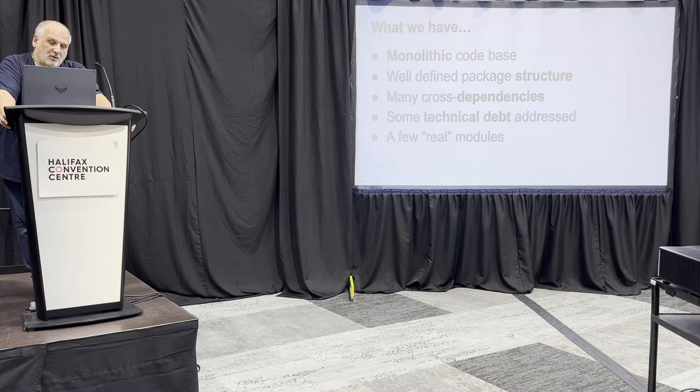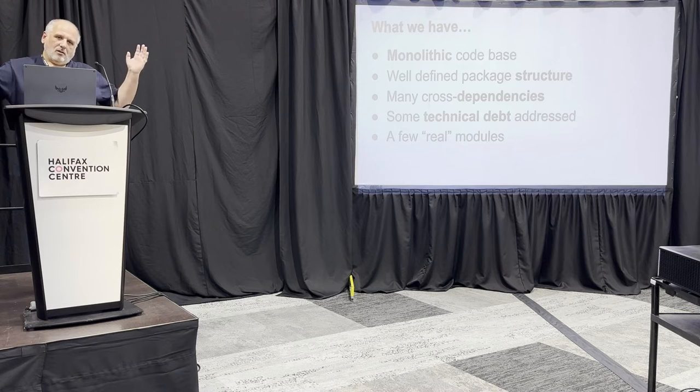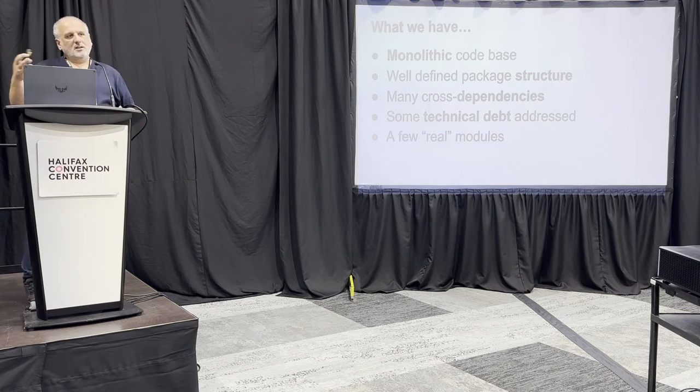So I said already we have a monolithic code base with a well-defined package structure. We have a lot of cross dependencies between those features, because people had all the code in front of them. So it's very tempting, if someone created a utility class or function in a completely unrelated package, to just reuse it. That kind of works, right? The compiler accepts all that, but it creates interdependencies between these features, and sometimes they are not really needed. I'll speak about that when I come to the technical debt that we have.